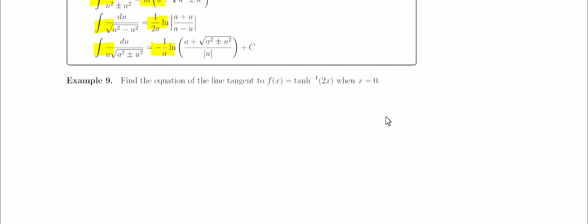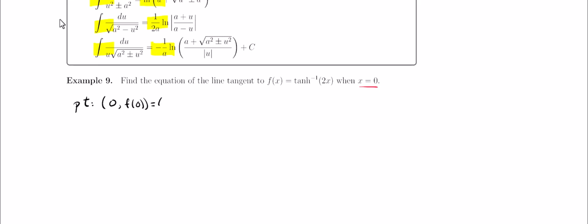So let's take a look at this one here. Problem 9, where we're being asked to find the equation for the line tangent to f of x equals the tanh inverse of 2x when x is equal to 0. Alright, so if we're asked to find a tangent line, we know that we need a point and a slope. Now for the point here, we're interested in the location when x is 0, but if x is 0, what is the y value? When the input is 0, what is the output? What would be f of 0?